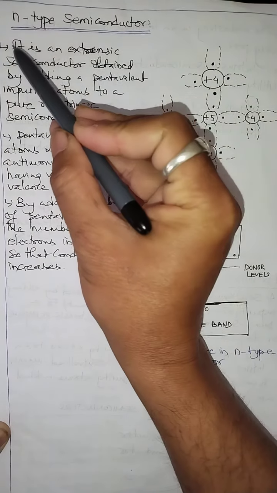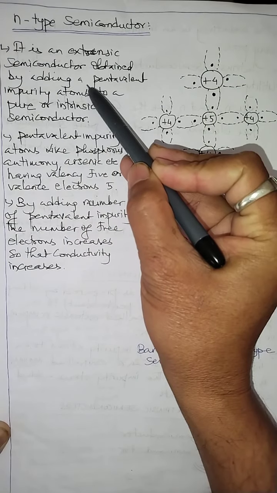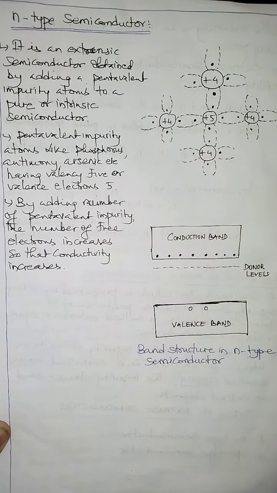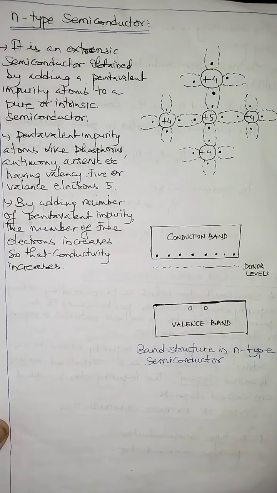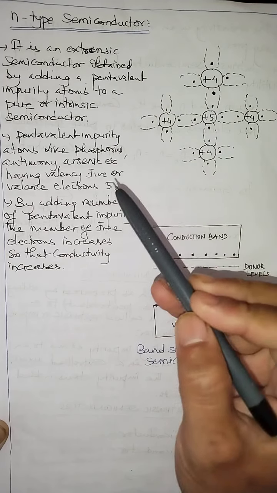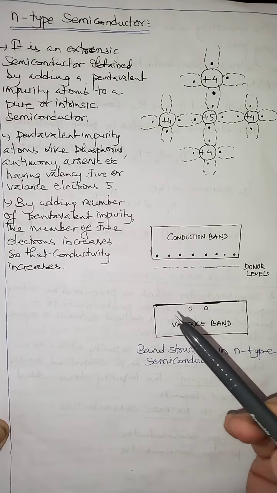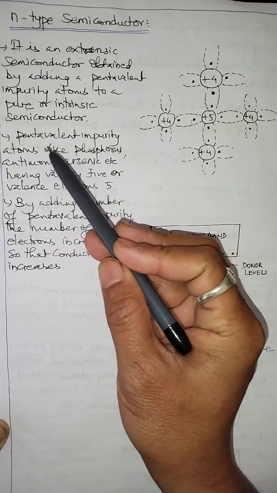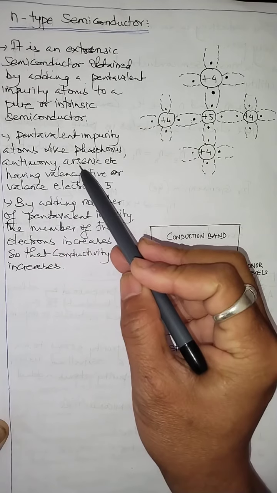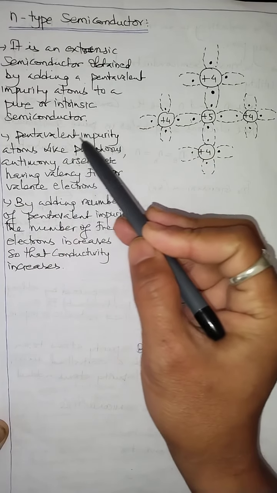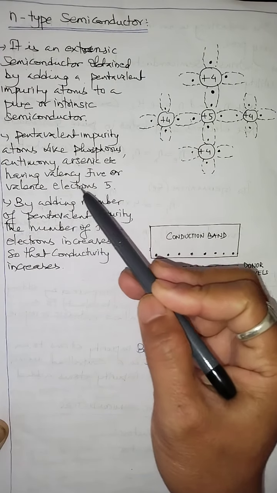N-type semiconductor is an extrinsic semiconductor obtained by adding pentavalent impurity atoms to a pure or intrinsic semiconductor. Pentavalent means valency 5 elements, and they lie in group 5 of the periodic table. Pentavalent impurity atoms like phosphorus, antimony, arsenic are all examples, and they have valency 5, or 5 valence electrons.